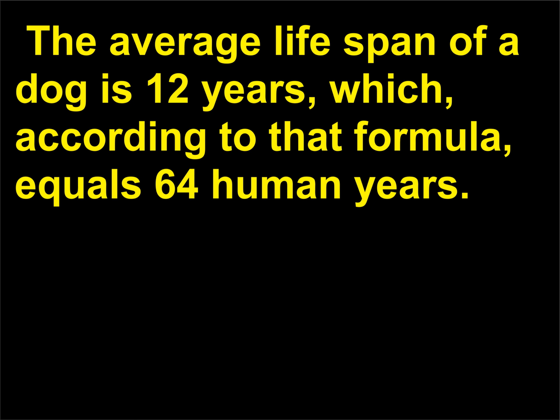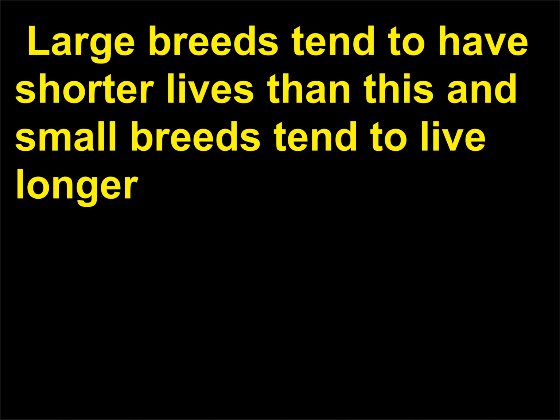The average lifespan of a dog is 12 years, which, according to that formula, equals 64 human years. Large breeds tend to have shorter lives than this, and small breeds tend to live longer. The record is 20 years.